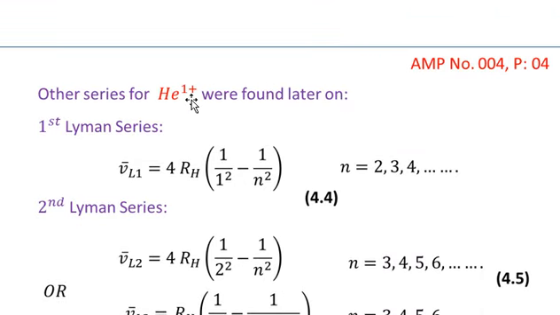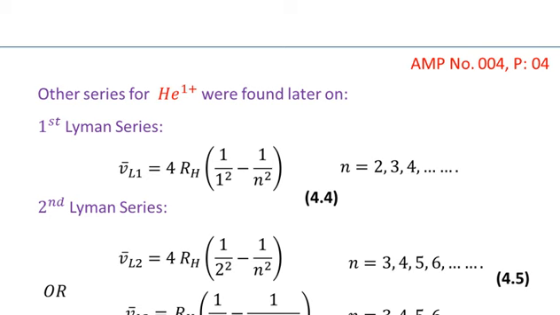Other series for the helium singly ionized atom were found later on. For example, the first Lyman series, represented by a new bar with a subscript L1, where L1 stands for Lyman series 1, is given on the right hand side as 4 times R_H, where R_H is the Rydberg constant for the hydrogen atom, times 1 over 1 squared minus 1 over n squared. And here n starts from 2, 3, 4, and so on. It is very similar to the Lyman series, except that we have a factor of 4 over here in equation number 4.4.